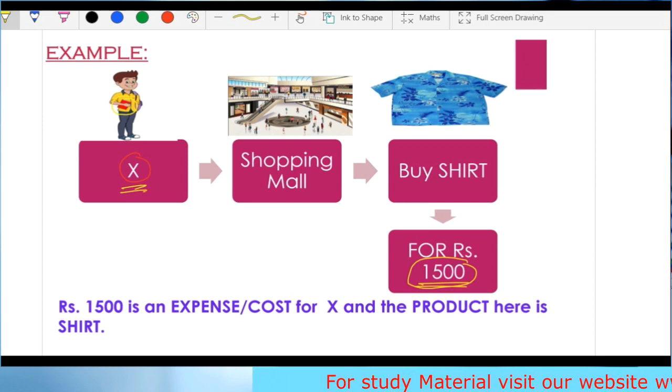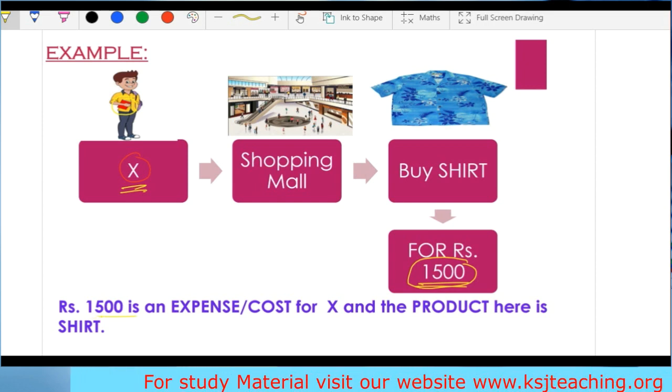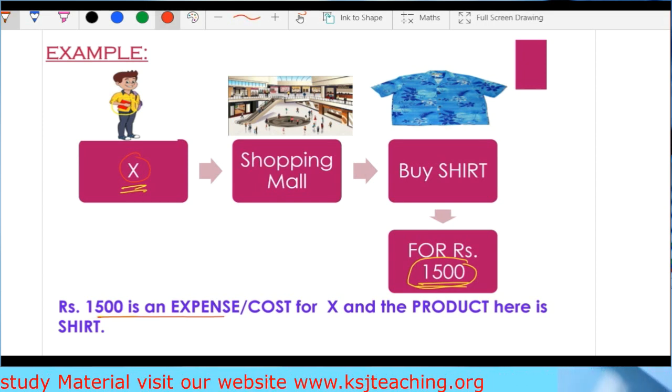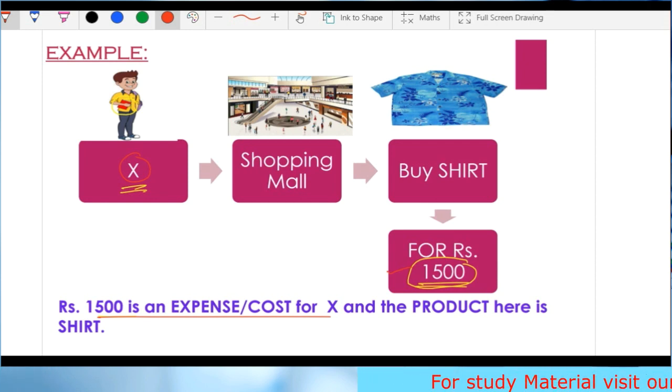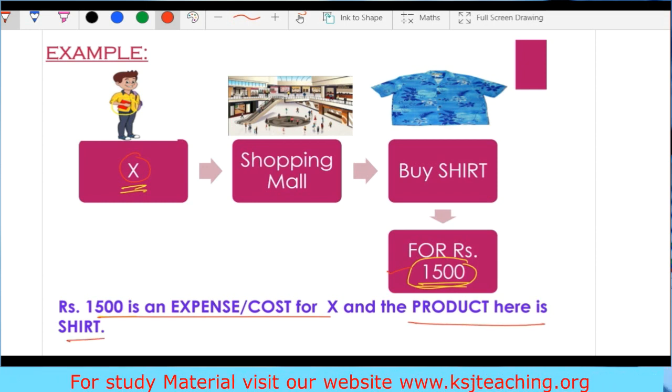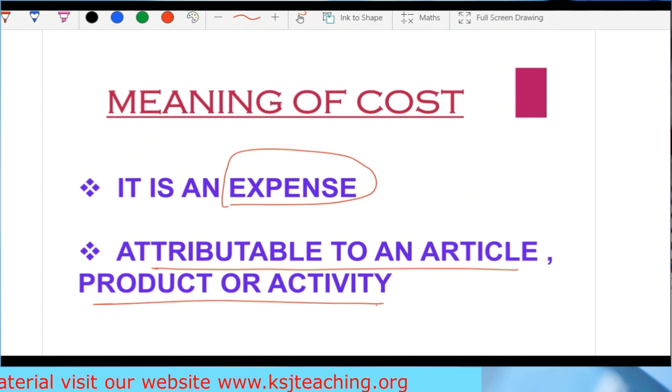So 1500 is the expense. So this 1500 is the expense or the cost for X. For this boy X, he has paid 1500 for this shirt. This is an expense, right? Or I can say this is the cost for X and the product here is shirt. That is why I said cost is what? Cost is an expense attributable to an article, right?